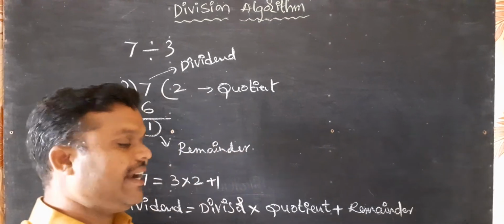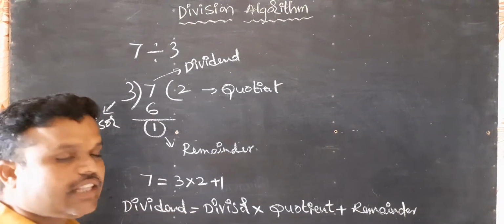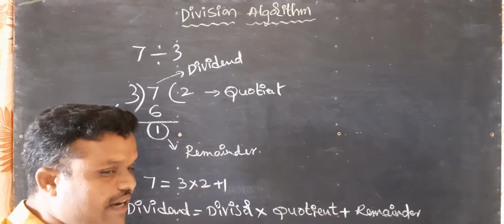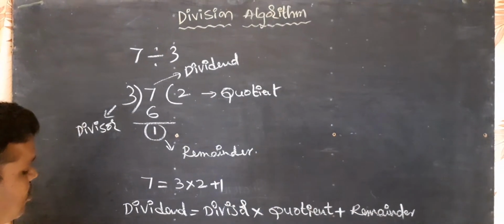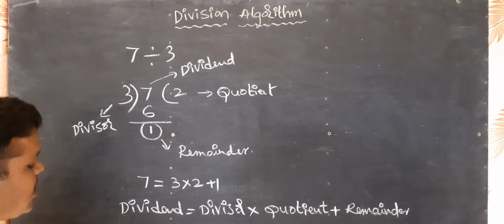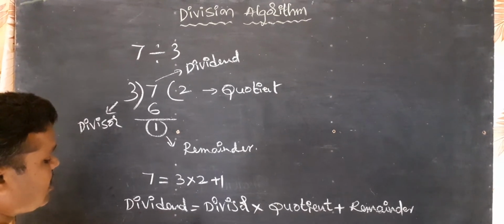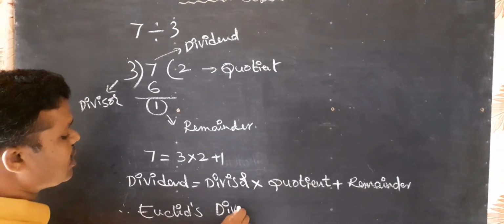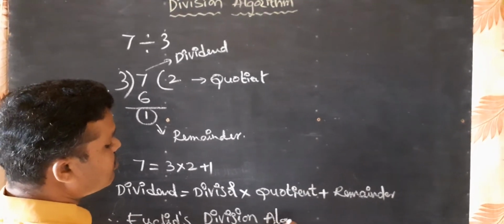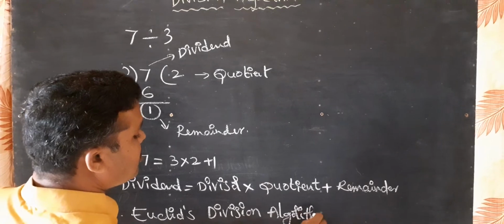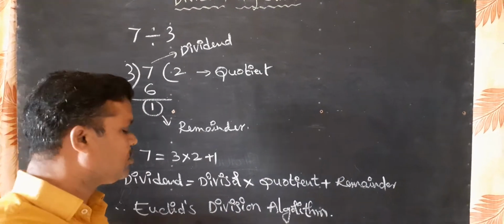This is an algorithm. The algorithm whatever we have derived here is called division algorithm. So this algorithm is known as Euclid's division algorithm.